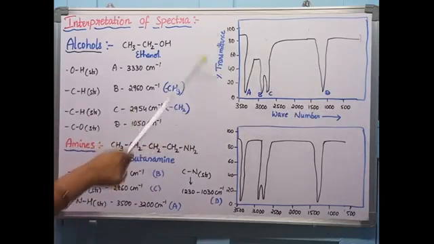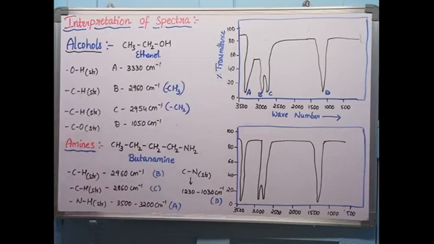So this is a way of drawing spectra for alcohols. If we know the values of the different stretchings in a particular compound, we can draw the values on the IR spectra. Now let us see amines. Amines are compounds having NH2 as the functional group, or NH in the case of secondary amines.